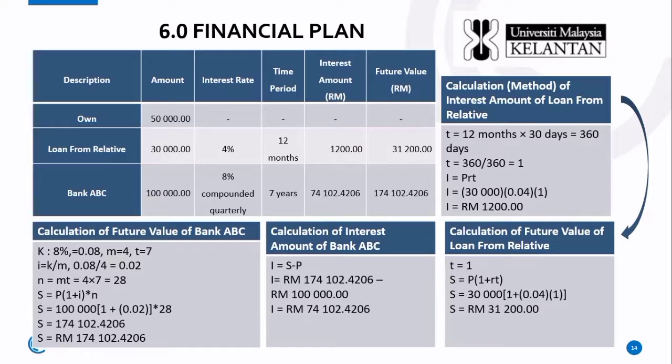Meanwhile, on the other side, for Bank loan ABC, we have the formula with rate 8% divided by 4, which is equal to 0.02, with compounding terms of about 28, including interest with principal, amounting to about 174,102.4206. So that's the calculation for the financial plan from the relative and the bank loan.